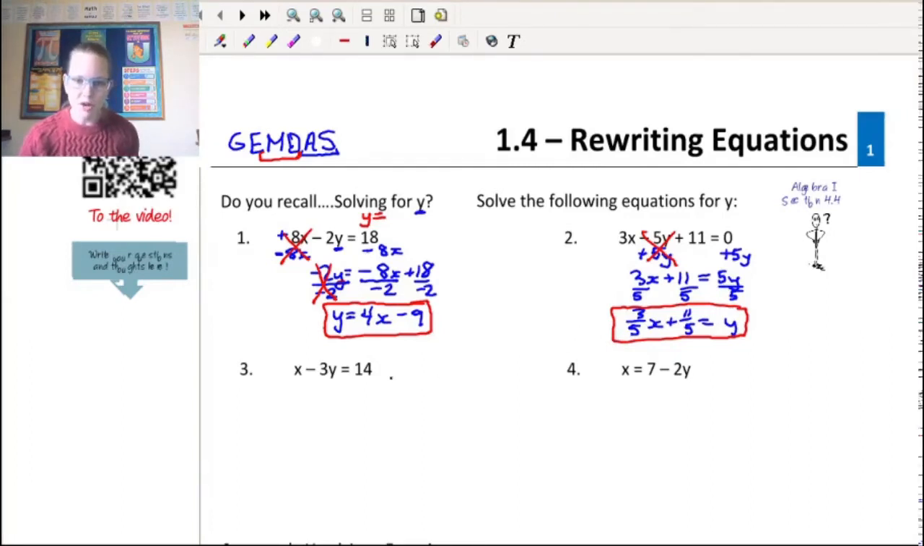Alright, pause your video here. Try numbers 3 and 4, then come back and we will work through the solution.